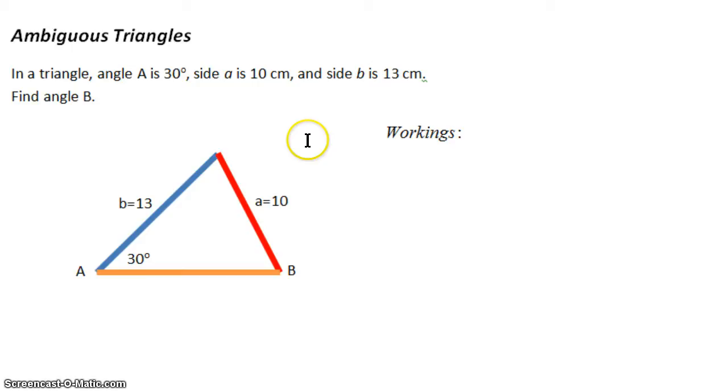So here is the exact triangle that we had in the previous video, where angle A is 30 degrees and the side a, which is across from angle A, is 10 centimeters, and angle B is over here, and we need to find angle B. The side that is across from angle B, small b, the blue side over here, is 13.